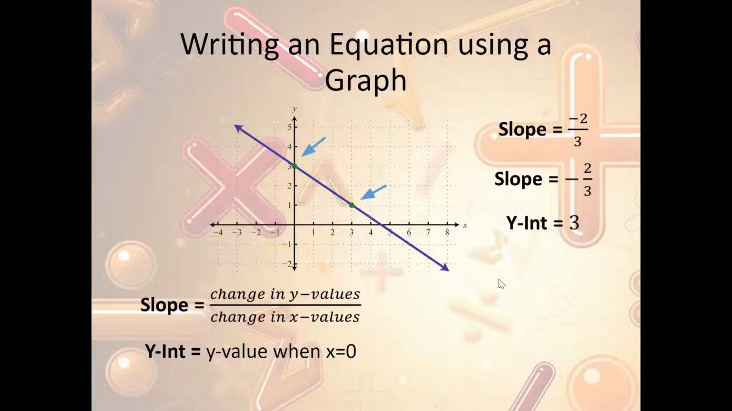So now I know my slope and I know my y-intercept. So I'm going to plug that into y equals mx plus b. Remember, the slope goes where m is. So the slope is negative 2/3. So this should say y equals negative 2/3 x. And b is 3. So I'm going to plug that in. So my equation for this line would be y equals negative 2/3 x plus 3.